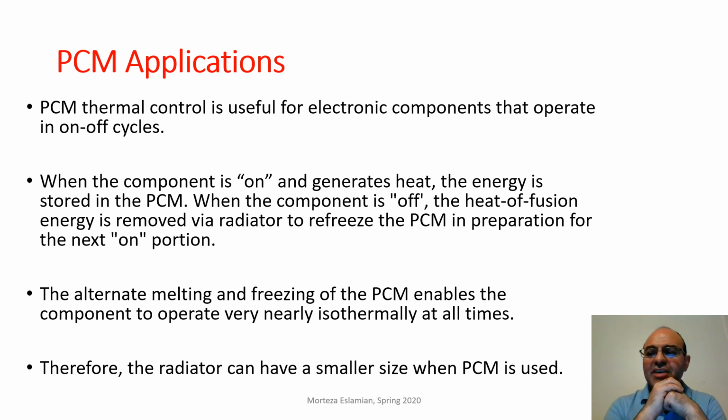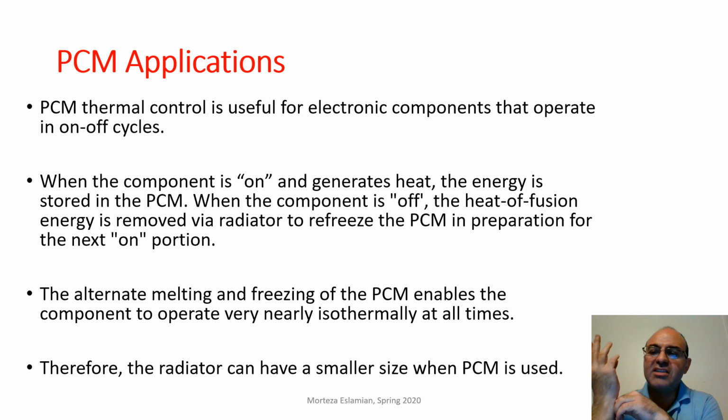So by doing this, we can reduce the size of the radiator. Instead of using a large radiator to continuously and in a steady process remove all of the heat from the electronics to the radiator, we may use an intermediate PCM which can absorb the heat and then gradually, over a longer time duration, give it away to a radiator which has a smaller surface area.